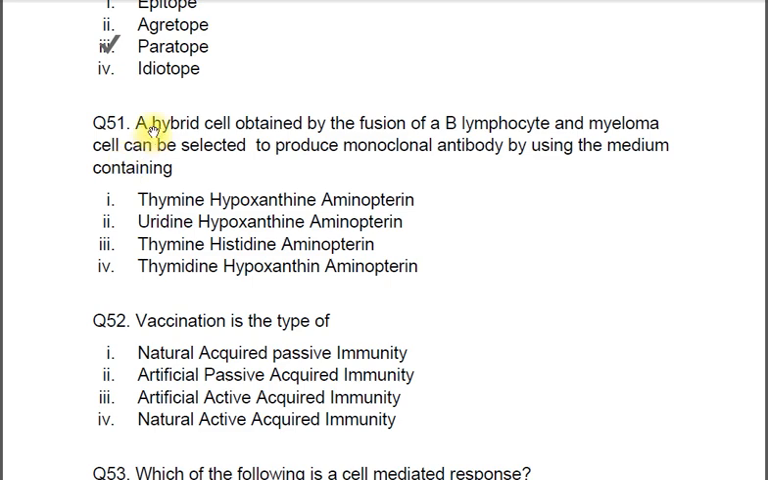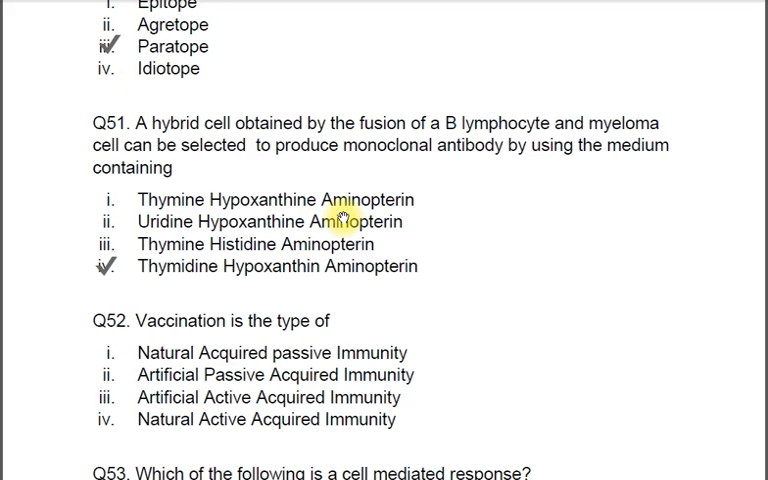Question number 51 says a hybrid cell obtained by the fusion of a B lymphocyte and a myeloma cell can be selected to produce monoclonal antibody by using the medium containing 1 thymine hypoxanthine aminopterin, 2 uridine hypoxanthine aminopterin, 3 thymidine histidine aminopterin, 4 thymidine hypoxanthine aminopterin. So here the correct one is the option number 4.